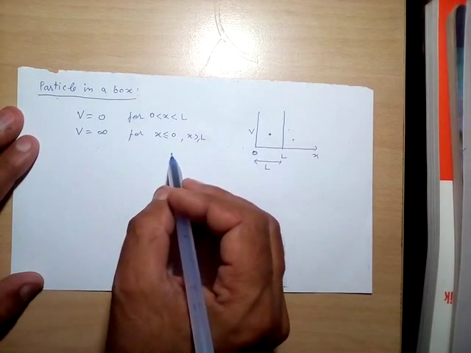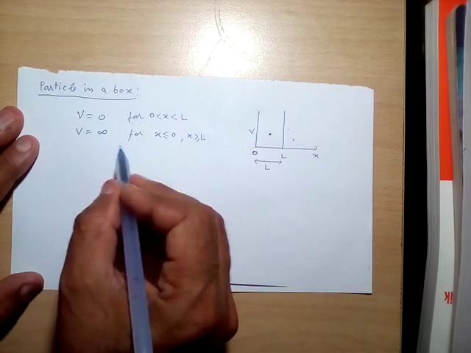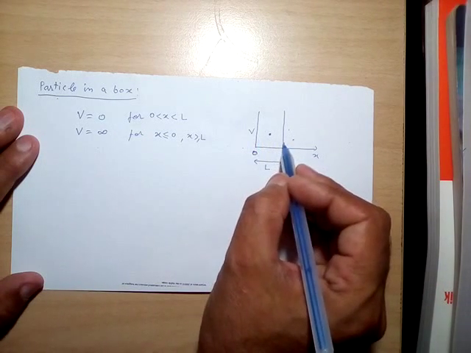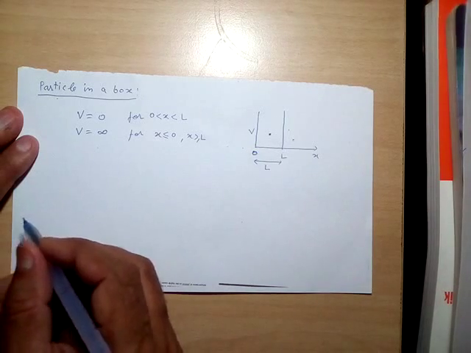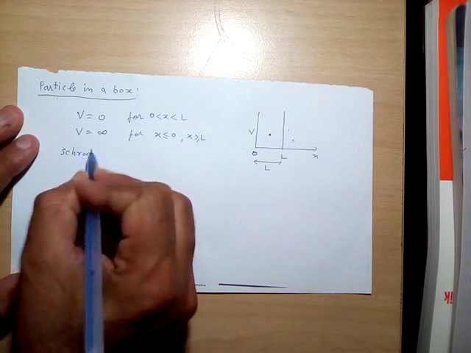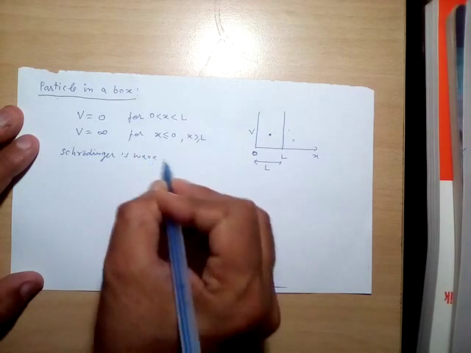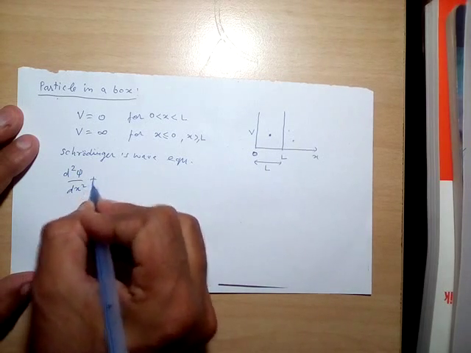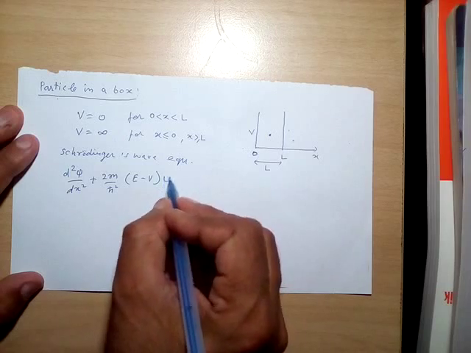So we can say that the particle cannot exist outside this box. So we can say that the wave function is 0 outside this box. Within the box, the Schrödinger wave equation is given by d2 psi dx square plus 2m by h square into E minus V into psi is equal to 0.